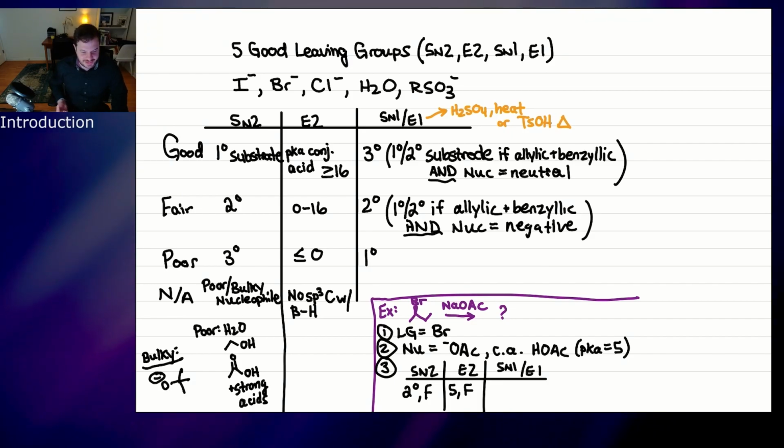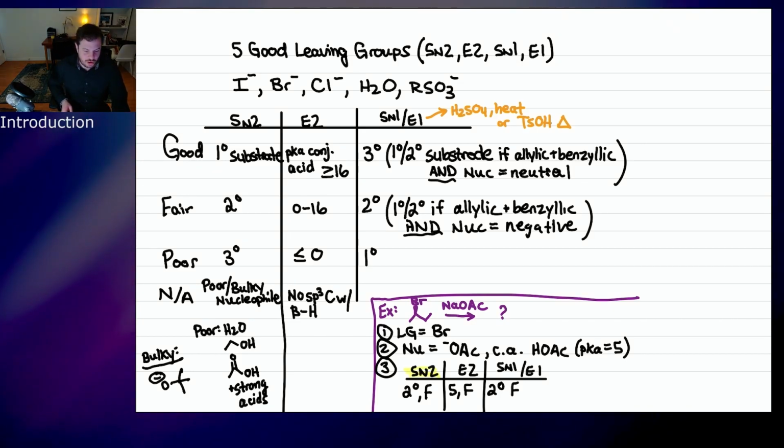SN1/E1, it's secondary, so that's fair. We don't have any allylic or benzylic condition here, so there's no upgrade to good. And so we actually have a 3-way tie. Looking at our table, it goes fair, fair, fair. So who wins? Do they all win? No, you choose the first best option. In this case, a 3-way tie, SN2 is going to win because it's the first option. So there is no best option, but there is a first option, and it's the SN2 column. So the winner is SN2.